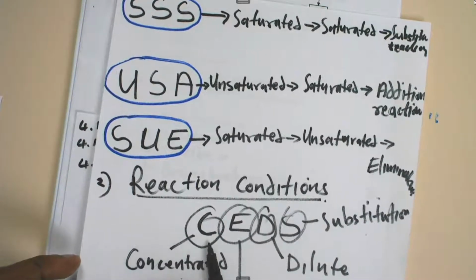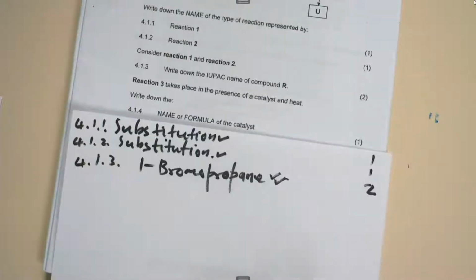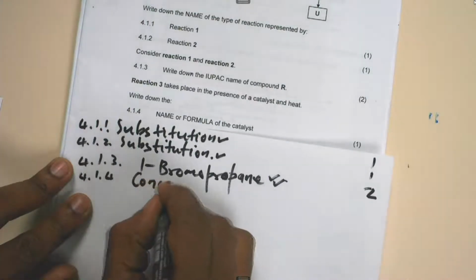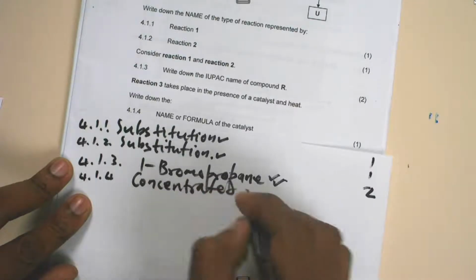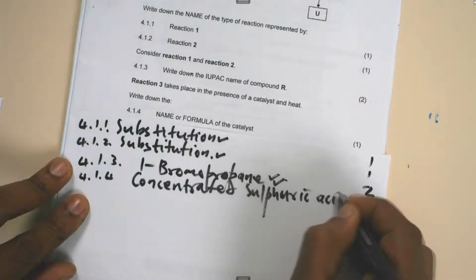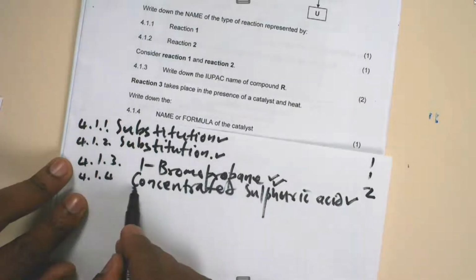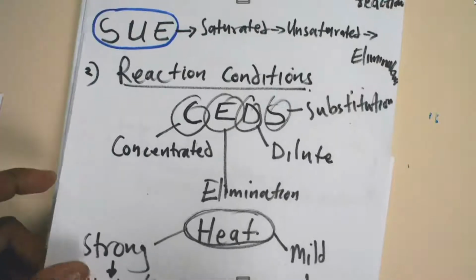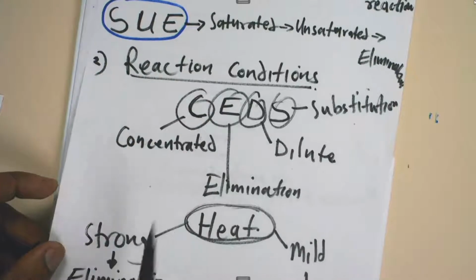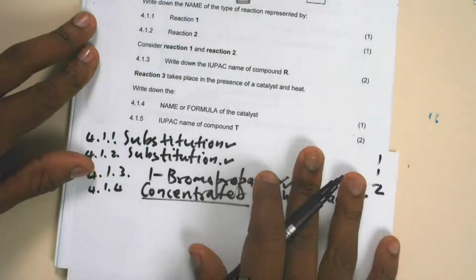So what did we say about elimination? I must have concentrated acid. So concentrated acid, the name of the catalyst there should be 4.14, should be concentrated sulfuric acid, name or formula. Then it will be just 1 mark. Keyword, concentrated sulfuric acid. Very, very important. It's elimination under heat and catalyst. So concentrated works for elimination. Then we further move on.